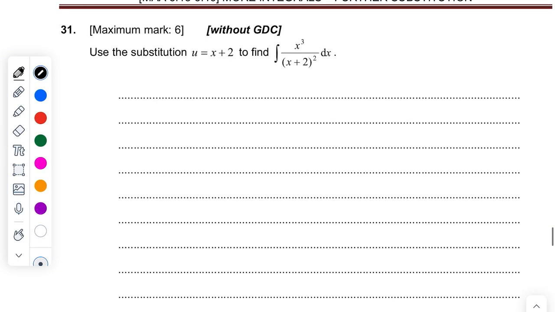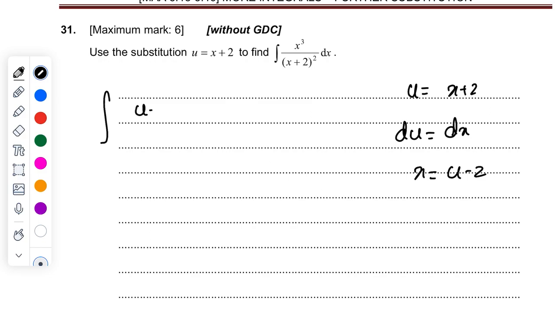Question number 31. Use the substitution u equals x plus 2 and find this one. So u equals x plus 2. So du equals dx. And x equals nothing but u minus 2. So what does that become? u minus 2 whole cube divided by u square. dx is nothing but du. Now expand it out.